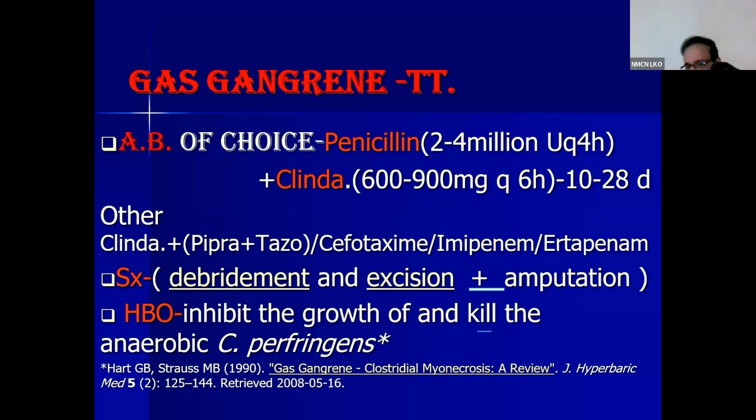And of course, you should debride and excise or amputate the part of the gas gangrene. Otherwise, it is going to extend or ascend very fast. And HBOT or hyperbaric oxygen therapy also has a very important role because it has been found to prevent the growth as well as kill the Clostridia perfringens.